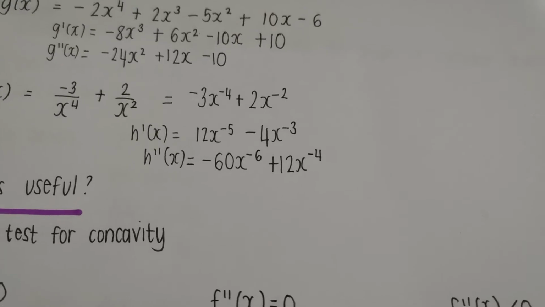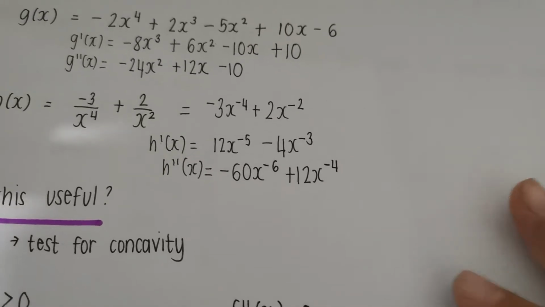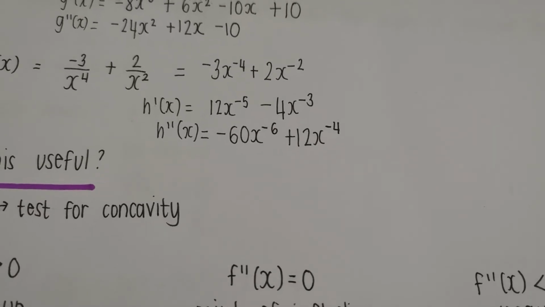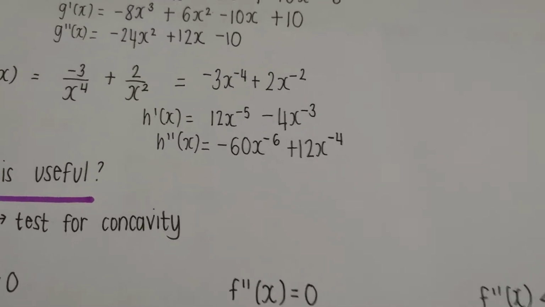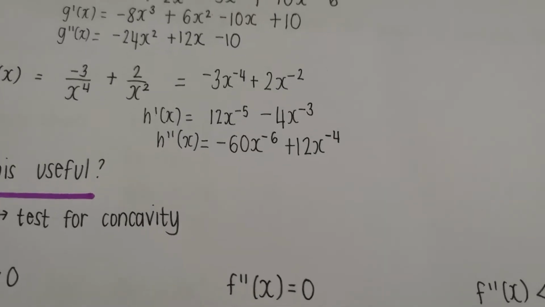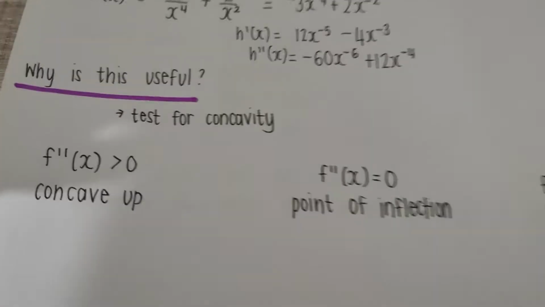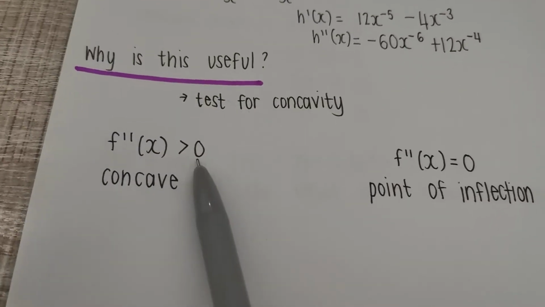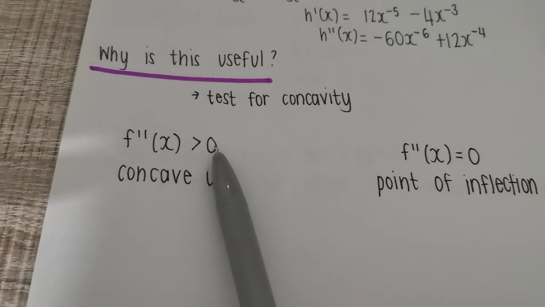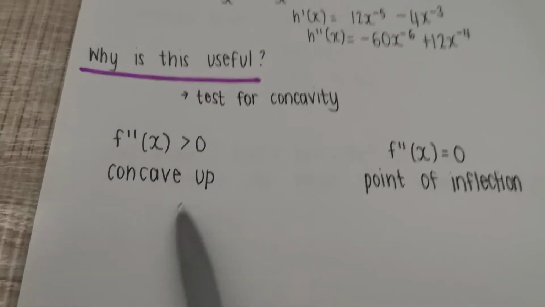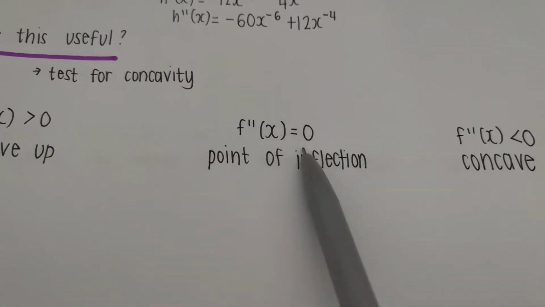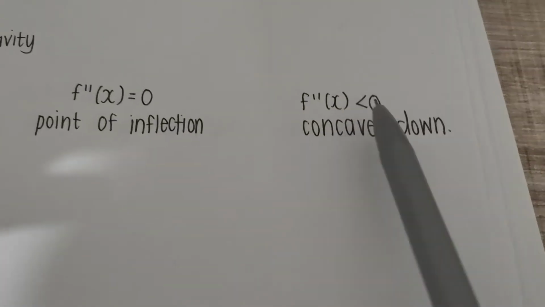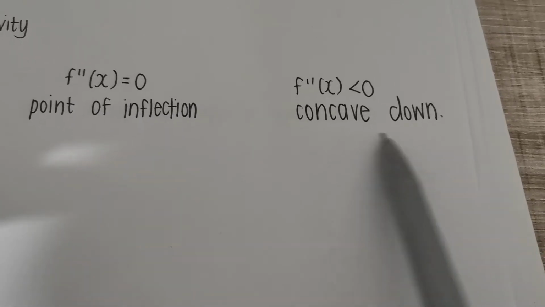Now, why is the second derivative so important? Okay, when we're going to be sketching graphs, we're going to talk a lot about something called the point of inflection. Okay, and then you're also going to be talking about concavity. Okay, so this is what I wrote for you here. Where our second derivative is greater than 0, so a positive number, okay, then it's concave up. If our second derivative is exactly equal to 0, that's our point of inflection. And where our second derivative is less than 0, that's concave down.